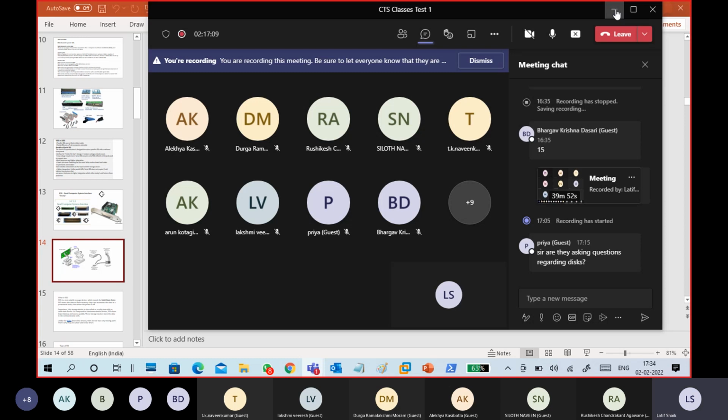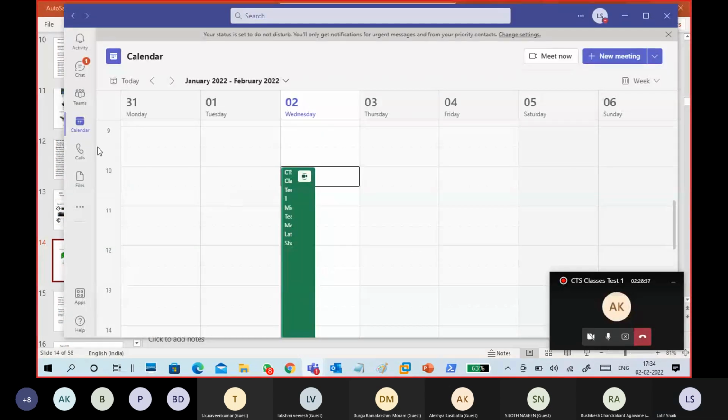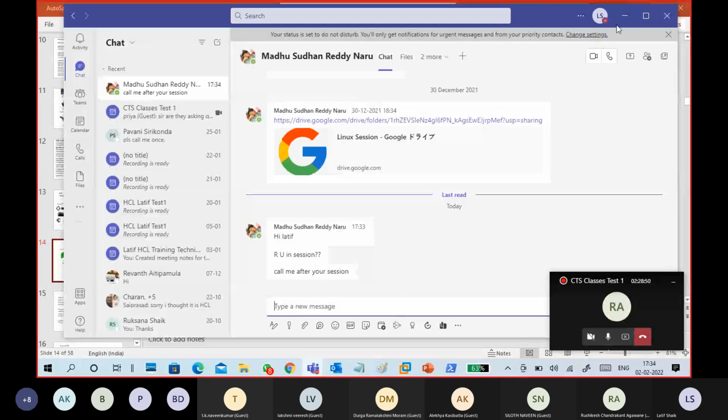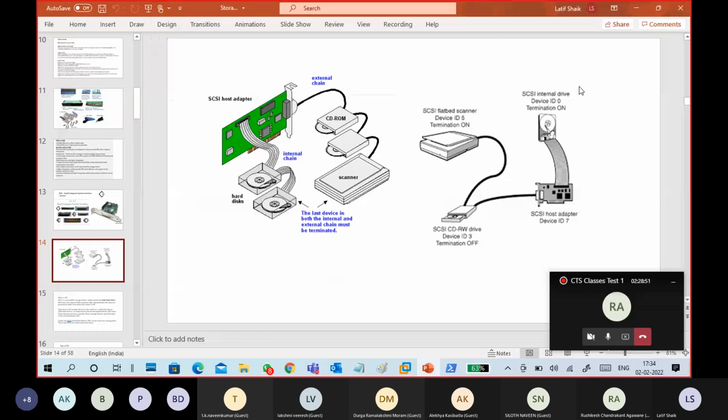Sir, is this SCSI card means graphic card? One second. Yeah, tell me. Someone is asking a question: is the SCSI card the graphic card?